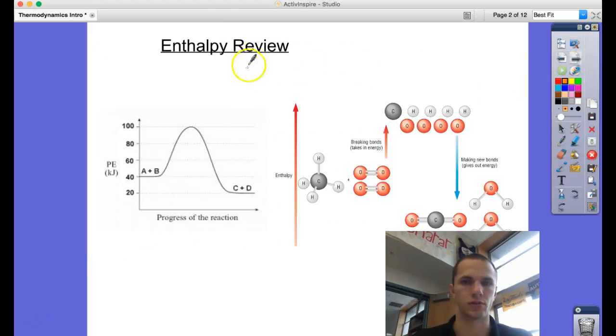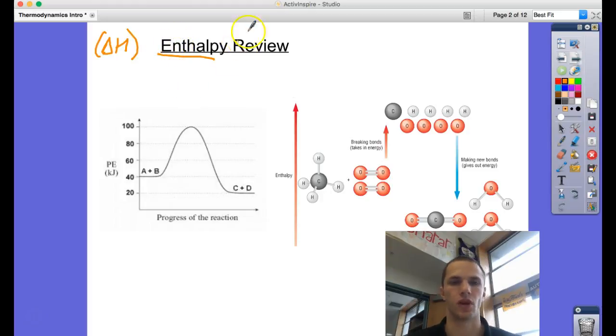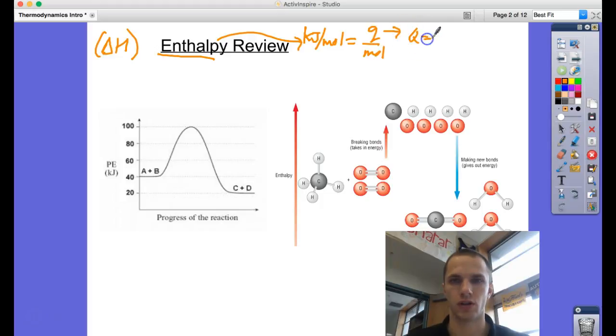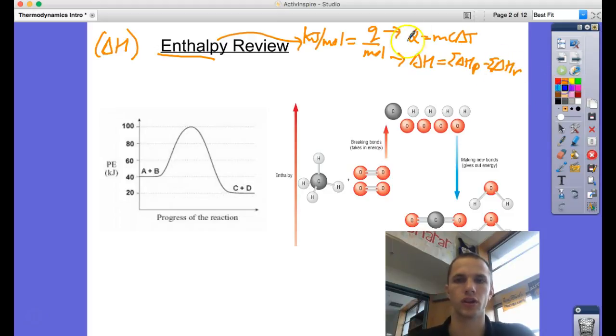So as a quick little refresher, we're going to cover the concept of enthalpy. Just to remind you, enthalpy was a variable that we learned as delta H, which measured the change in energy of a reaction. And we learned how to calculate it in two ways. The units for enthalpy were kilojoules per mole. So the way that we learned we could calculate that was Q over moles, where Q came from the equation Q equals mc delta T, using a calorimetry experiment, for example. We also learned that we could get delta H from the sum of the enthalpy of the products minus the enthalpy of the reactants. Both of those are going to come into play.